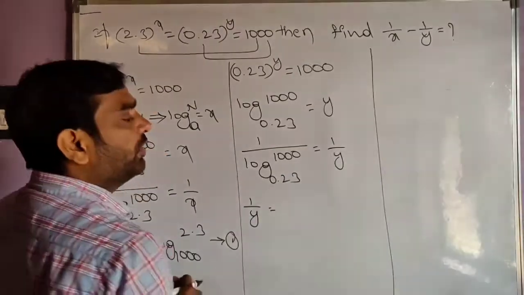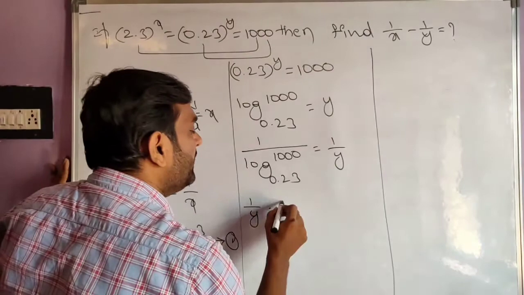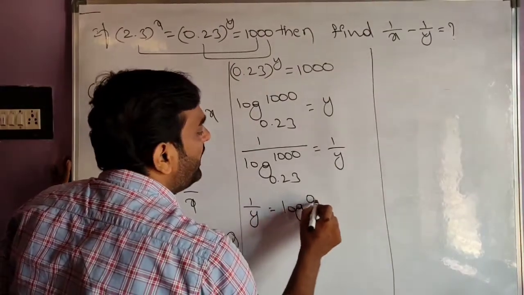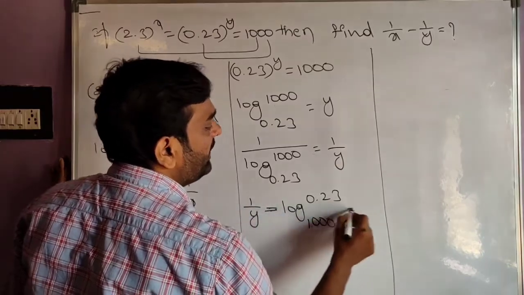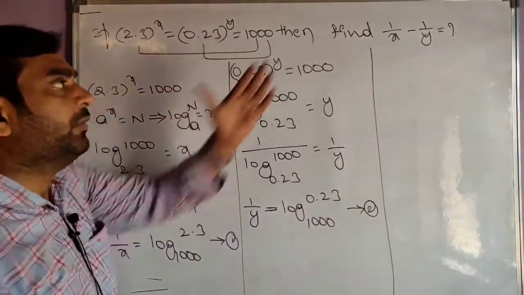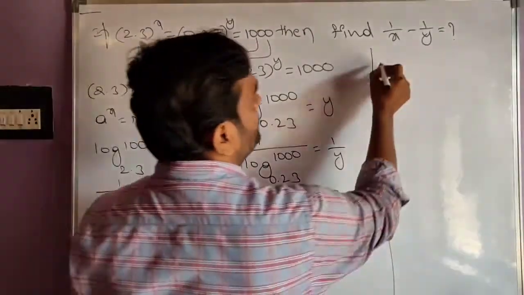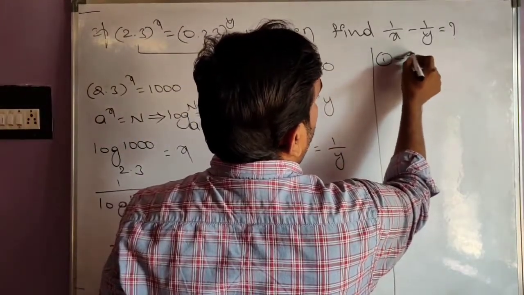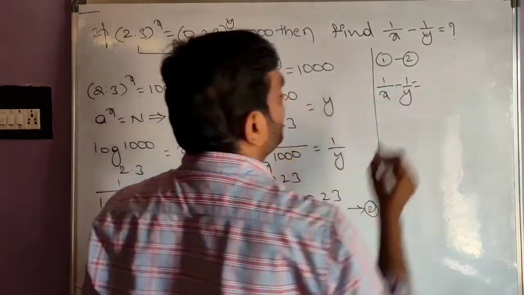1 by y is equal to 1 by log 1000 base 0.23, which can be written as log 0.23 base 1000. Say this is equation 2. We need 1 by x minus 1 by y, so equation 1 minus equation 2.